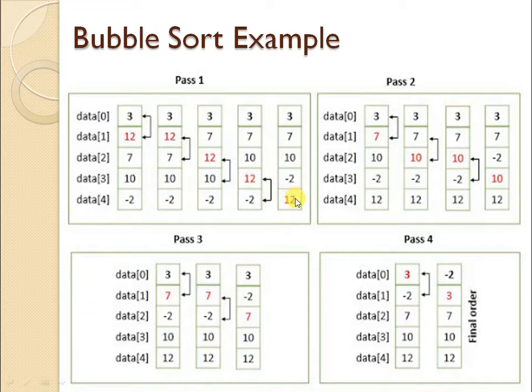You have gone through the list of elements once. So at the end of first pass, one element, this is 12, is placed at its correct position. Now you will not compare this 12. So you will be comparing only these 1, 2, 3, 4 elements. Okay. So in the second pass, 3 and 7 are compared, no change required. 7 and 10 are compared, no change required. 10 and minus 2 are compared. 10 moves to the last. Now 10 is placed at its correct position at pass number 2. So at pass number 2, 2 elements are placed correctly.